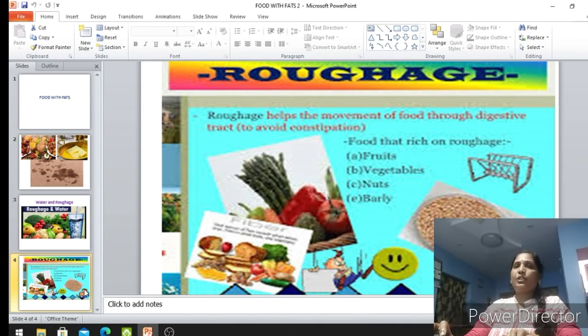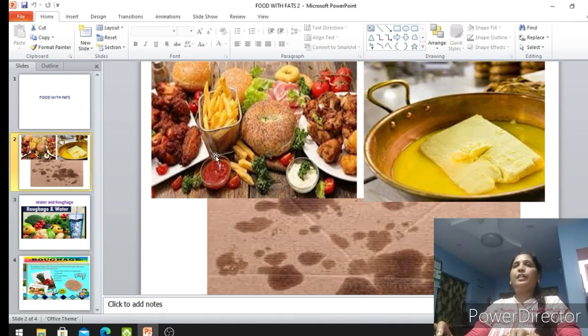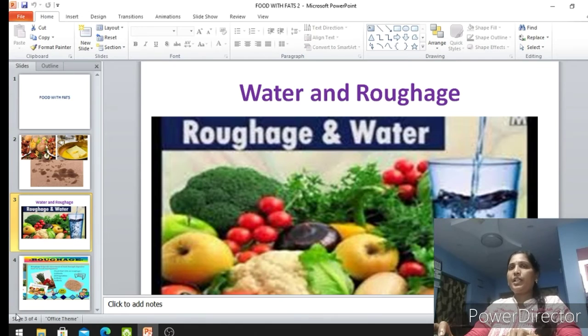Then from today's topic, you understood how to test for fats and which food items have fats, and the meaning of roughage and how important water and roughage are in our diet. This all you understood, children. Now we will see what questions are given in these two worksheets.